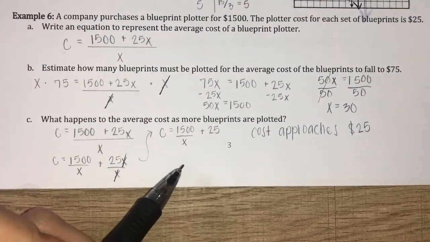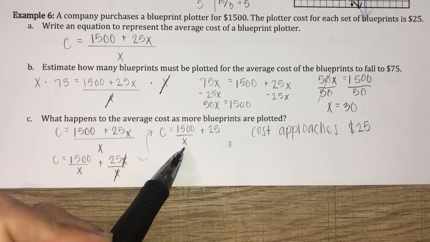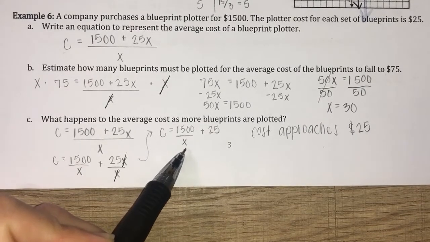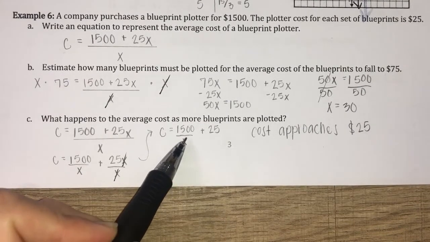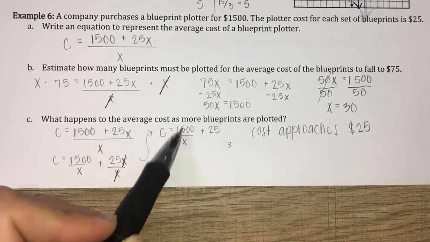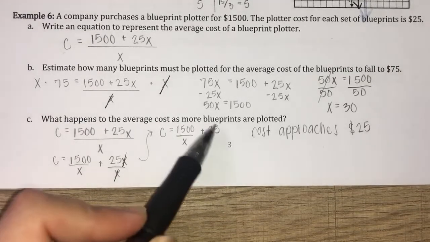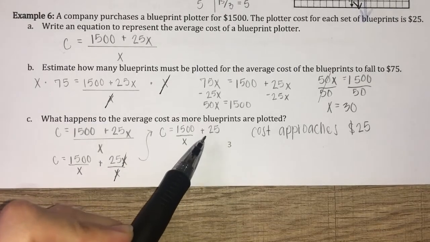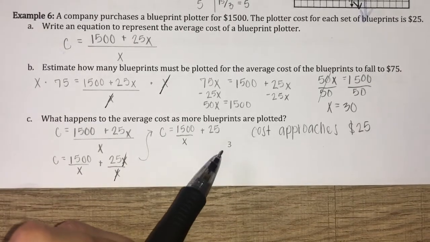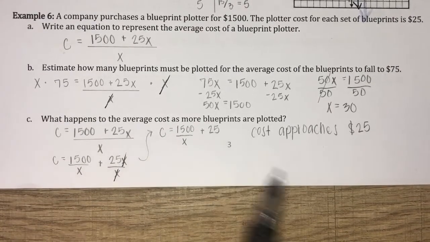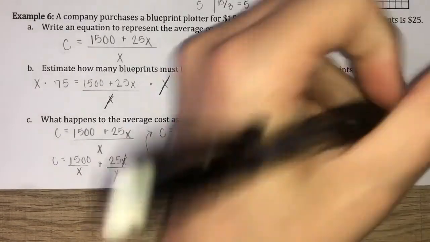So sorry, last time, the higher my x value is just saying the more blueprints are plotted. So the higher the x value, the smaller this fraction becomes. This value, the overall cost, gets close to 25, but it doesn't ever actually cross it or get to $25. So the cost approaches a $25 average.